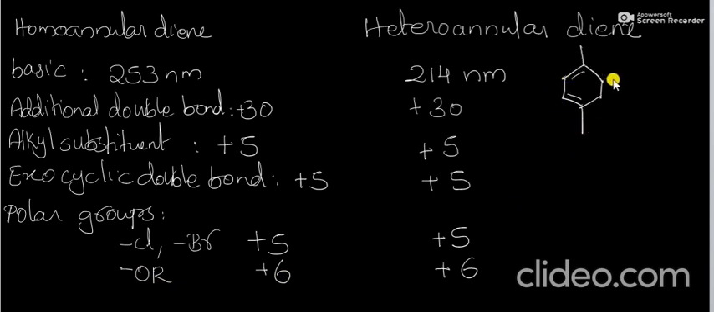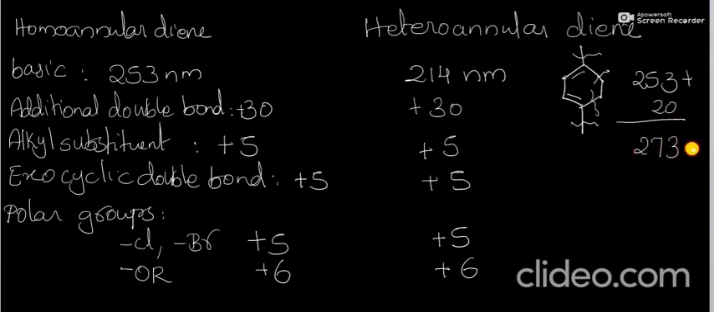For example, calculate the lambda maximum for this homoannular diene. So basic lambda maximum is 253 nanometer. Then these two alkyl substituents and these two ring residue. So lambda maximum will be 253 plus 4 into 5, that is plus 20 nanometer, and we get 273 nanometer.